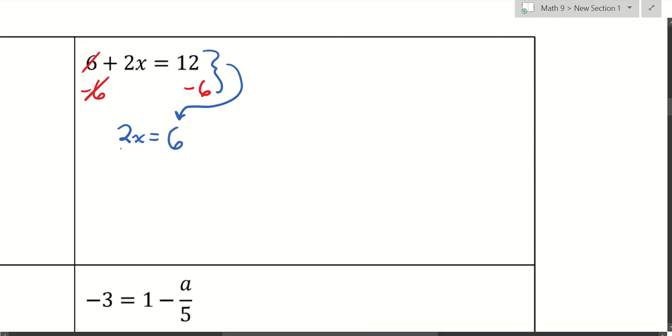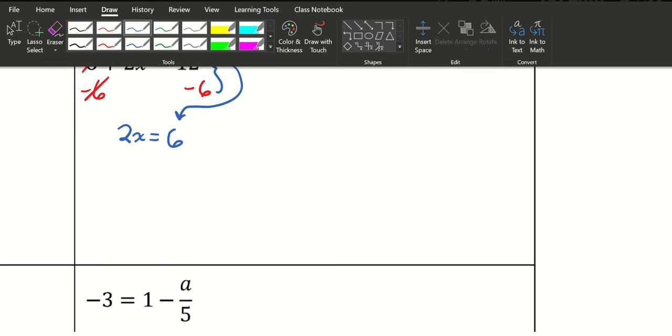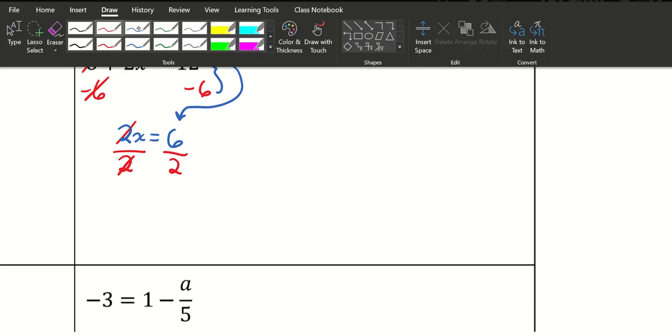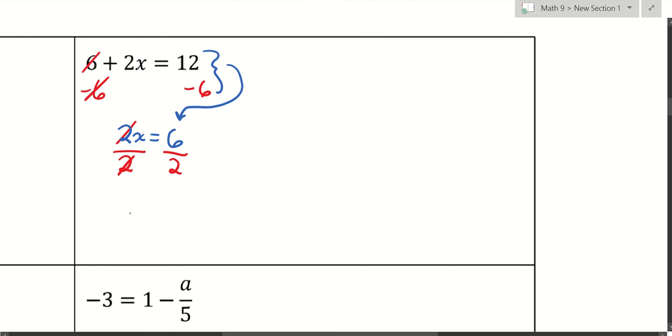Now here I have 2 times x equals 6. I want to, again, isolate that variable. So what I'm going to do is get rid of that multiplication by 2. How do I get rid of a multiplication by 2? I divide by 2. But remember, whatever action you perform on one side of an equation, you have to perform that same action on the other side of the equation as well. That keeps the equation balanced. This is all part of the fundamentals of algebra, really.